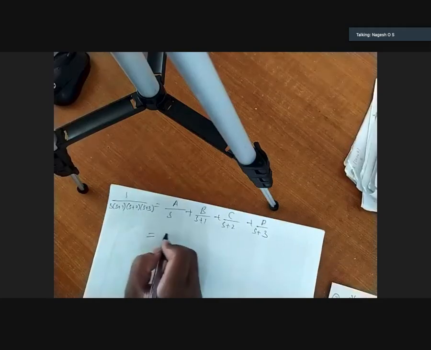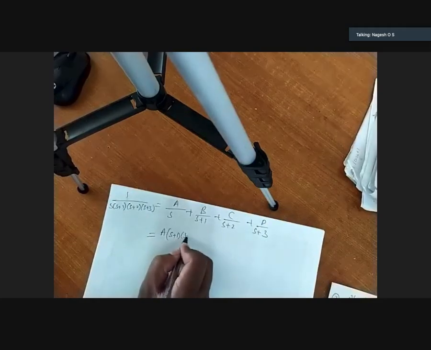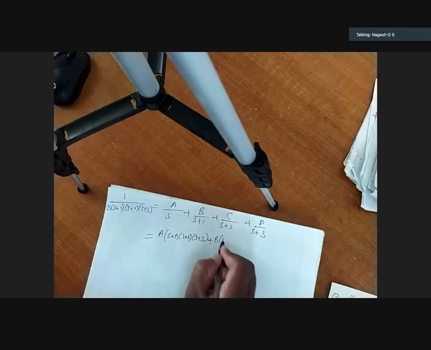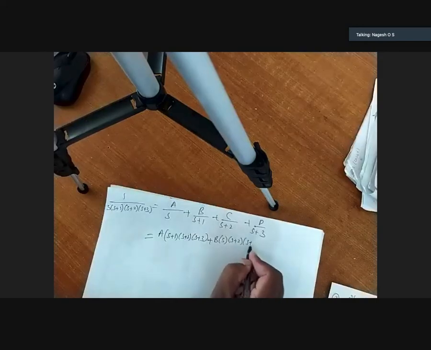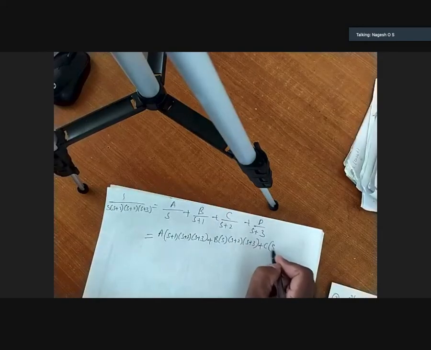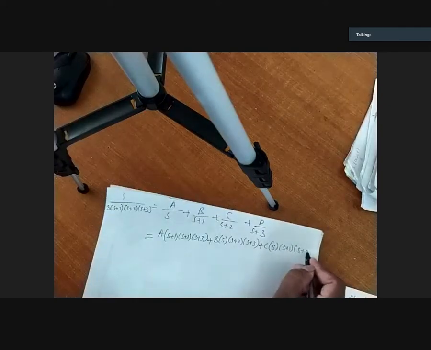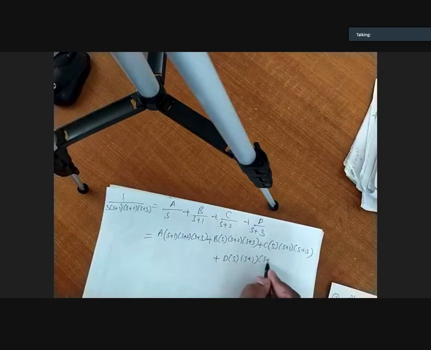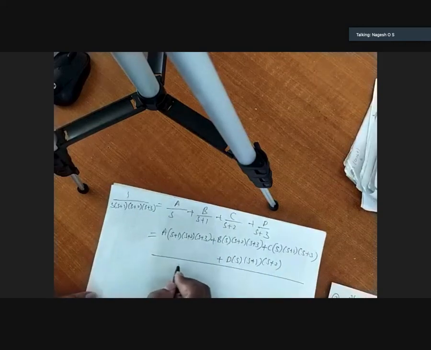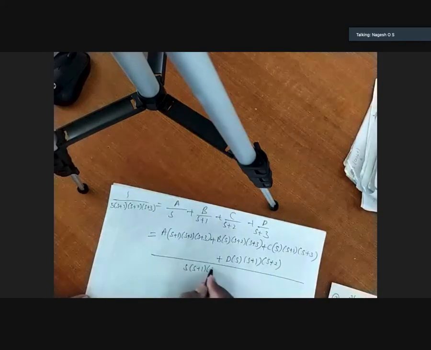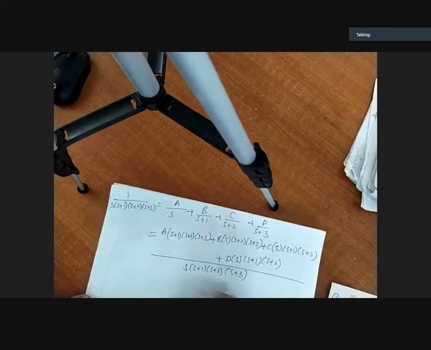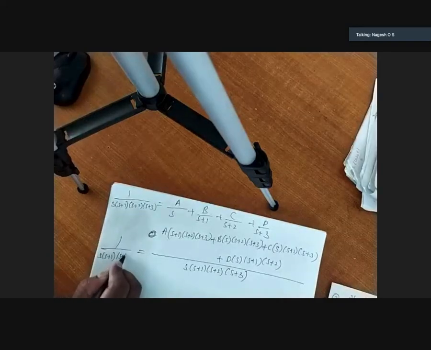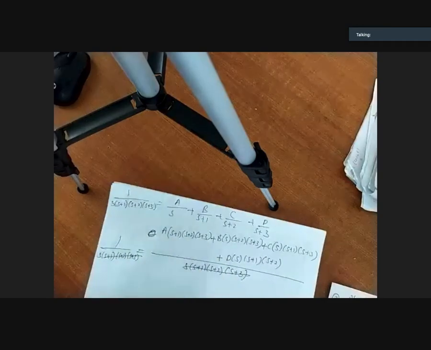This is equal to A into (s plus 1)(s plus 2)(s plus 3) plus B into s into (s plus 2)(s plus 3) plus C into s into (s plus 1)(s plus 3) plus D into s into (s plus 1)(s plus 2), whole divided by s into (s plus 1)(s plus 2)(s plus 3). Here the denominators get cancelled.